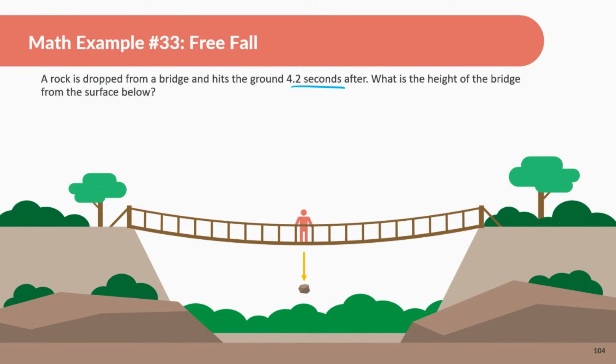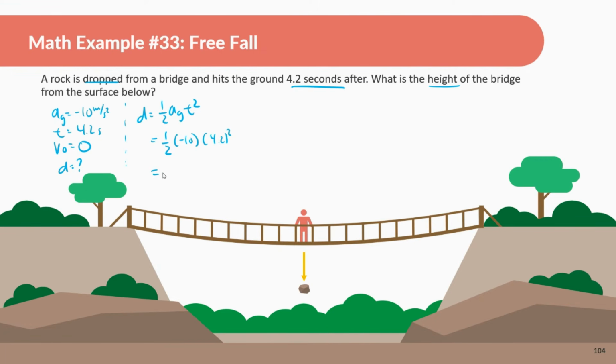All right, let's move on. The height. Acceleration of gravity, negative 10 meters per second squared. Time is equal to 4.2 seconds. Initial velocity is 0, and we're looking for the height, which comes from the distance. Distance is equal to 1/2 acceleration of gravity times time squared. Acceleration of gravity is negative 10. Time is equal to 4.2 squared. I am going to use a calculator for this one.